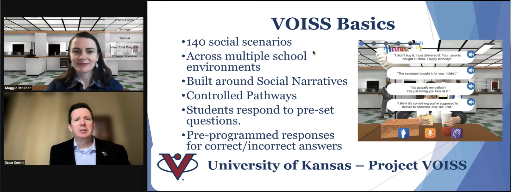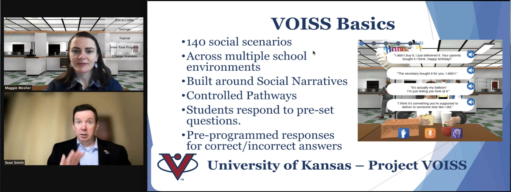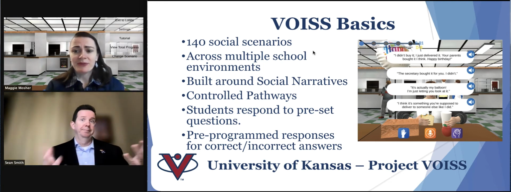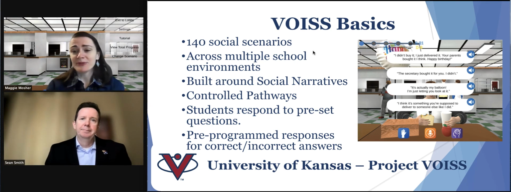So the basics, as Maggie mentioned, 140 different scenarios with a number of different skills across a variety of different environments. So Maggie, let's see, we have the gymnasium. What other environments do we have? We have the bus, we have the school, we have the library, we have the locker rooms, we have the hallways, we have field trips. So they get to go on different field trips and see. We have the playgrounds or the lunch cafeteria, as you can see behind me. Yeah. A lot of great.